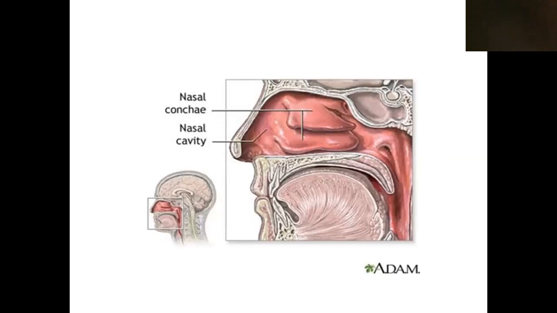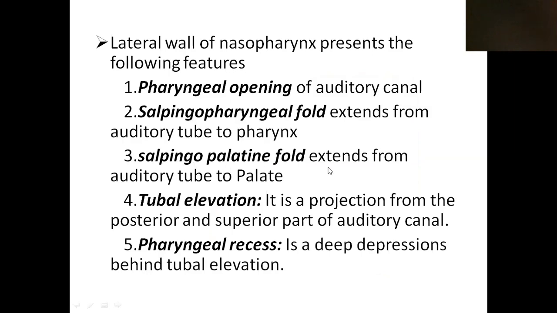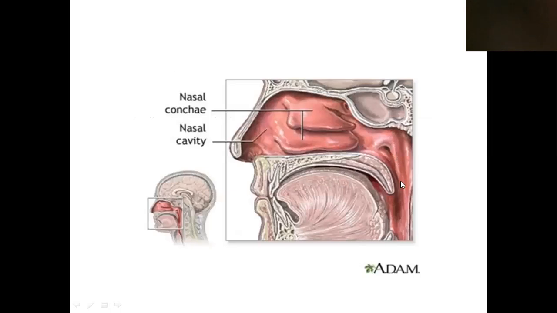Okay, so see this one. This is the opening of that tube, eustachian tube. Above that, this ridge is a tubal elevation. Posterior end of the tubal elevation continues downward as a fold. Now this fold is known as salpingopharyngeal fold. Why is it known as salpingopharyngeal fold? See, salpingopharyngeal fold is a downward continuation of the tubal elevation. Salpingo means tube, from the tube to the pharynx. That's why it's called salpingopharyngeal fold. So this extension is the salpingopharyngeal fold.